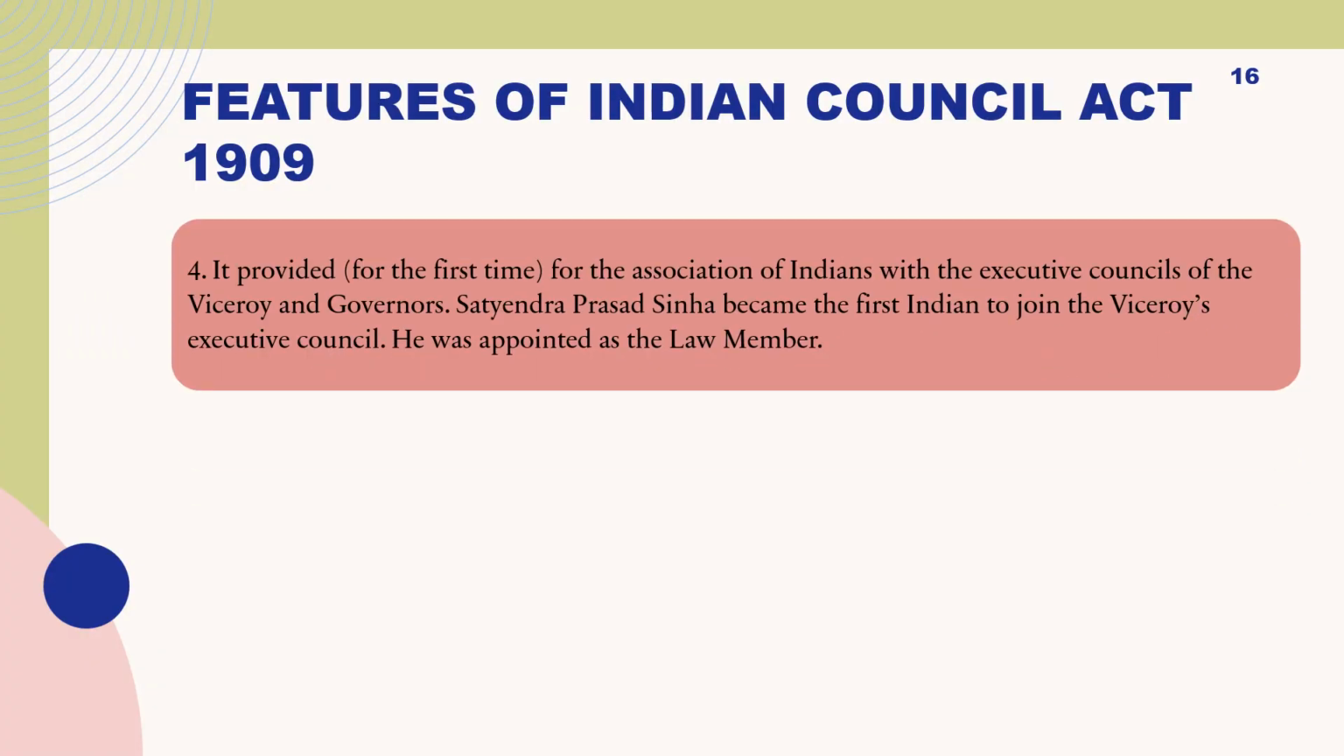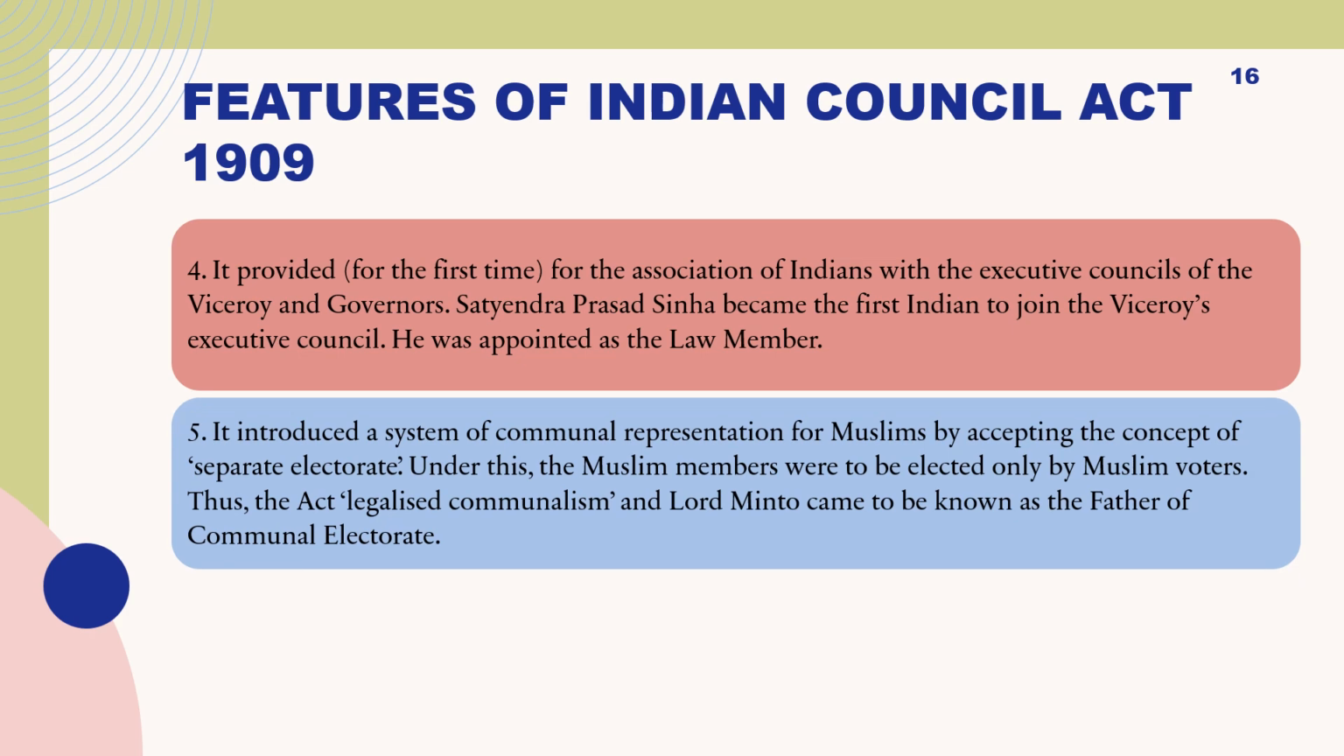The Indian Councils Act of 1909 provided for the first time the association of Indians with the executive councils of the Viceroy and governors. Satyendra Prasad Sinha became the first Indian to join the Viceroy's Executive Council. He was appointed as the law member.